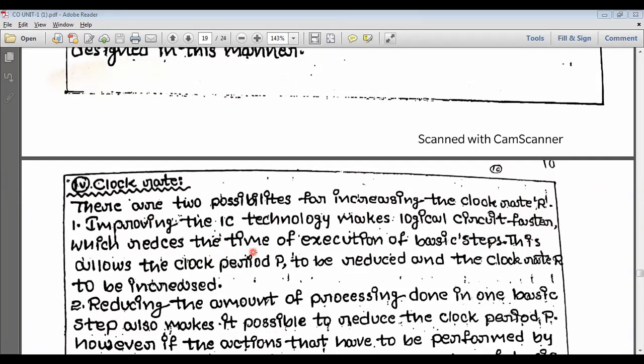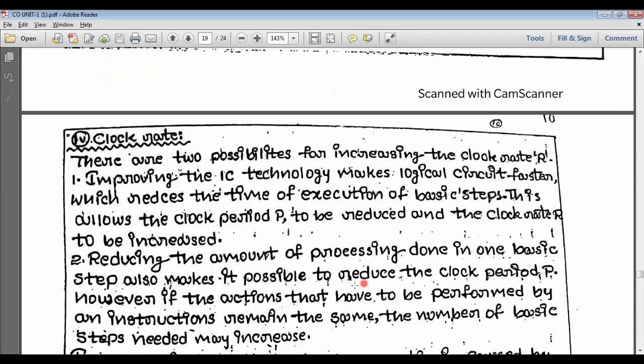It reduces the time of execution of basic steps. This allows the clock period P to be reduced and the clock rate R to be increased. Whenever the clock period is reduced, what about the clock rate? That will be increased. Reducing the amount of processing done in one basic step also makes it possible to reduce the clock period. This is another way to reduce the clock period.